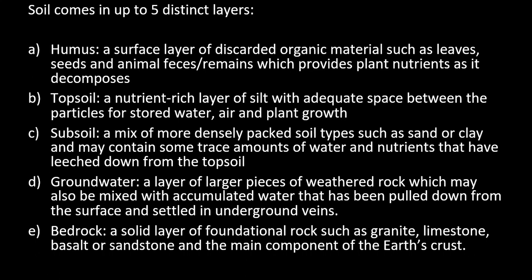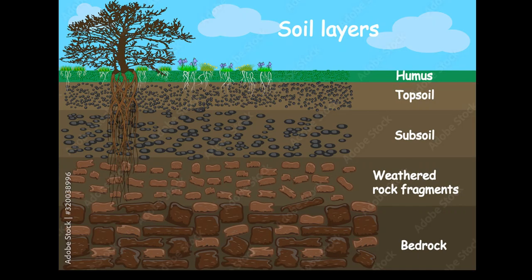So this is a solid layer of foundational rock, and it might be granite, it might be limestone, it might be basalt, it might be sandstone, but this is the layer that makes up the main component of the Earth's crust. So, there might be some cracks in it, but there's no real breaking of it. It's largely a solid piece with very little air, very little water leached into it, if any. Okay. And then here is a simple diagram with the 5 layers that I've just discussed. So humus, the surface, the topsoil, the subsoil, weathered rock fragments, and bedrock.